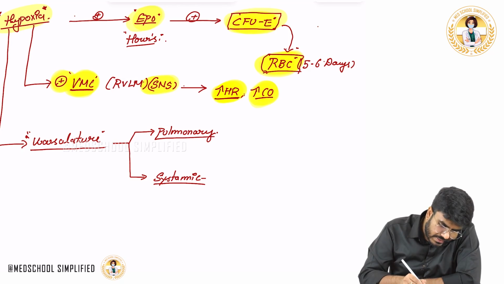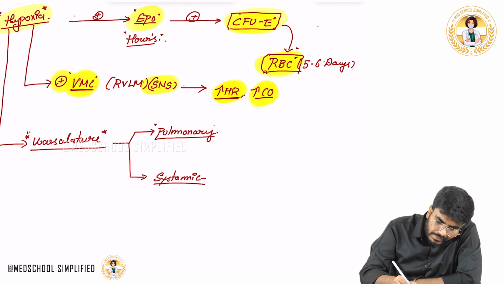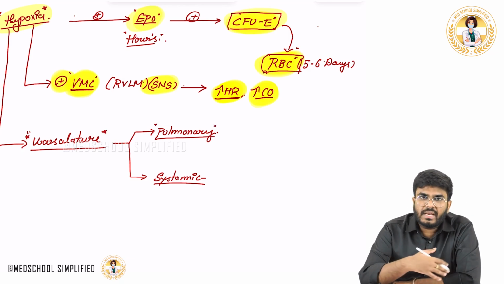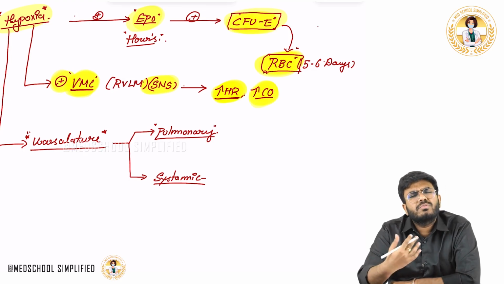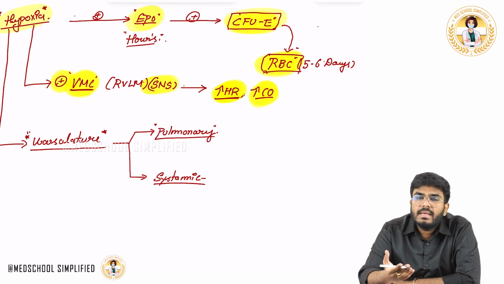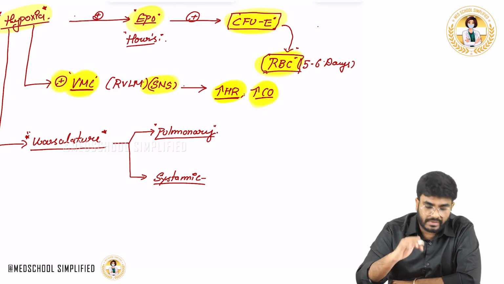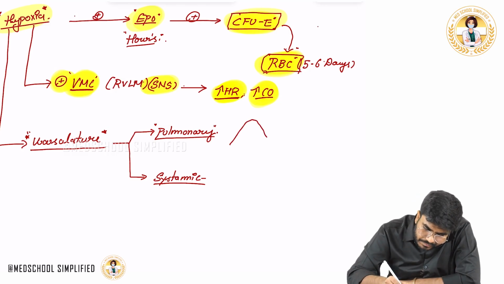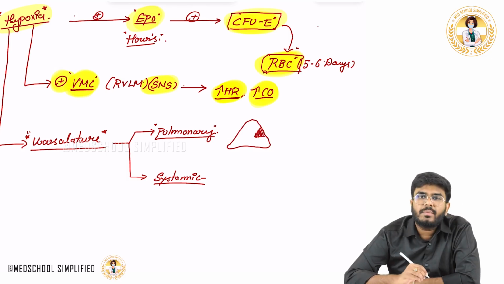Whenever there is hypoxia in the pulmonary system, in the lungs, first of all, why is blood going to the lungs? For the purpose of oxygenation. Whenever there is hypoxia in a certain area of the lung, for example, let's say this is your lung, and in this area there is very little oxygen, there is hypoxia.